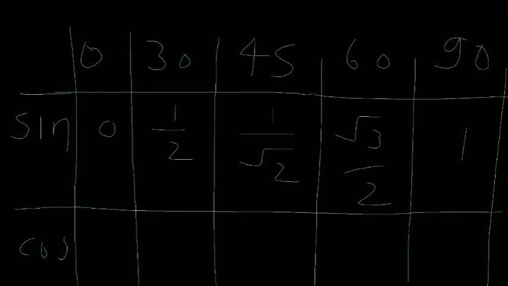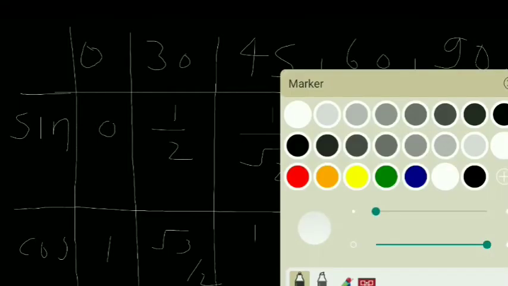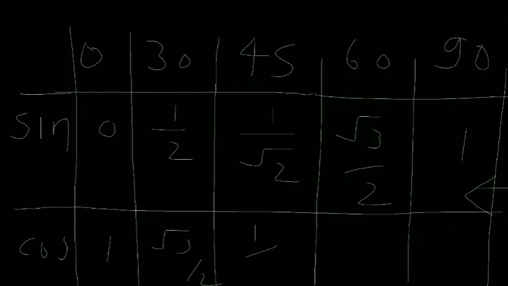Now if you are going to find out the value of cos, simple thing, just start from the reverse. You start from here, 0, now the value of cos 0 is 1. From here you need to start in this direction. The value of cos 30 is root 3 by 2, and the value of cos 45 is 1 upon root 2. Value of cos 60 is 1 upon 2, and value of cos 90 is 0.